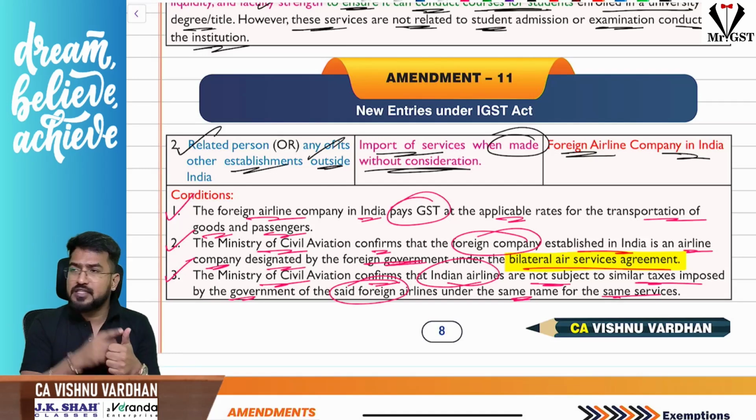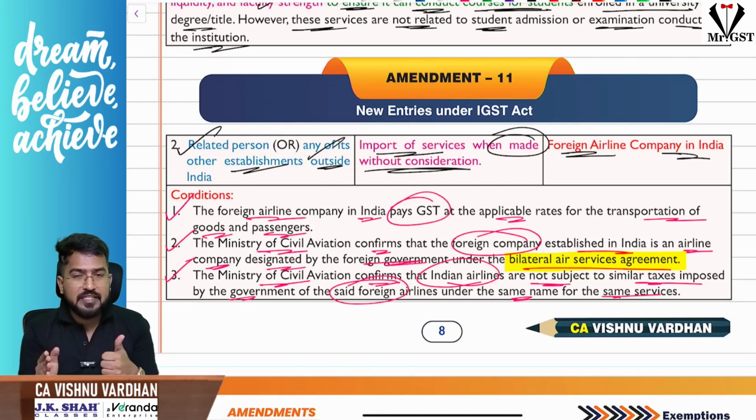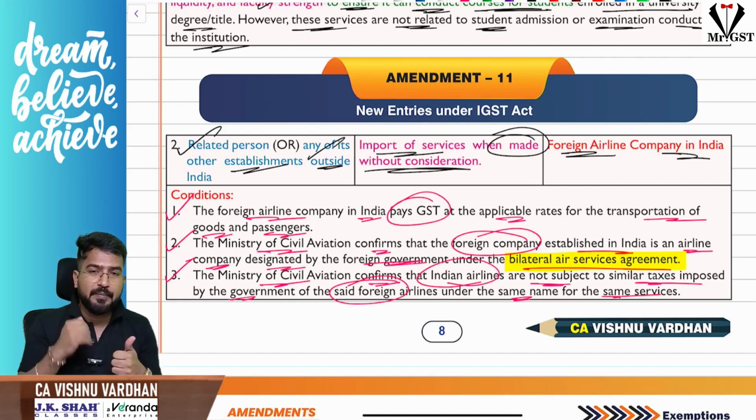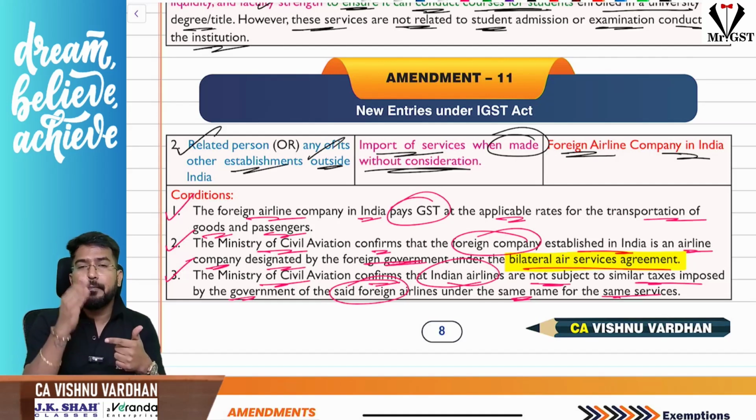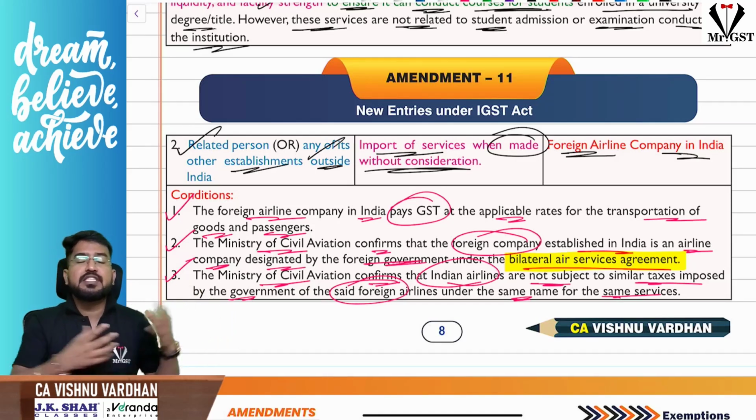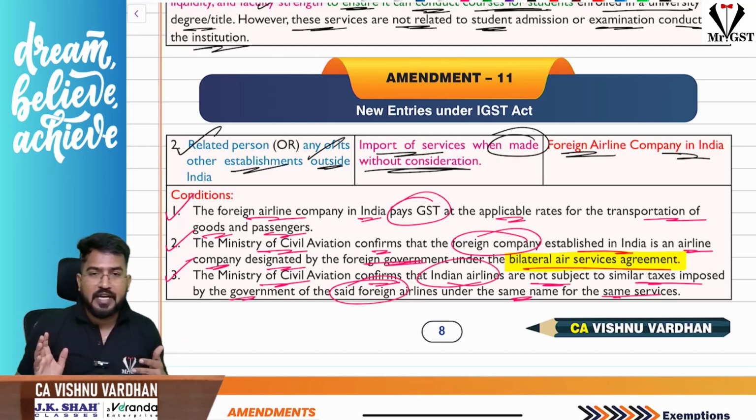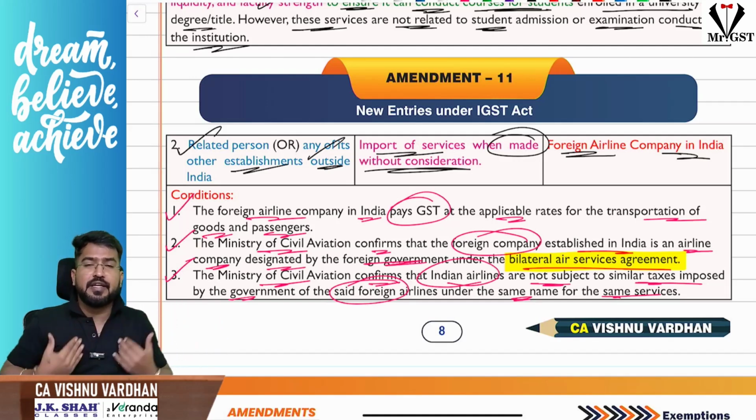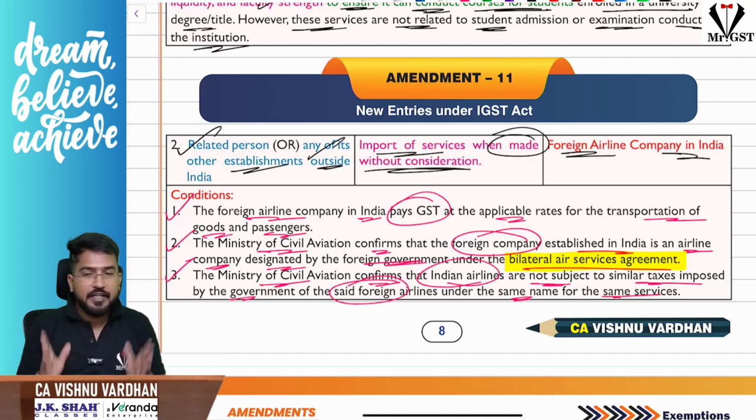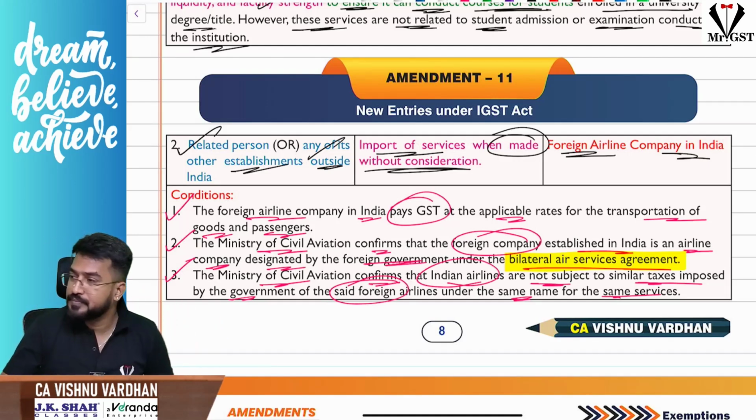Number one, the first condition is that this foreign airline company is paying GST in India for the services of transporting the passengers and goods, of course. Next, number two, the Ministry of Civil Aviation is confirming this is a foreign airline company belonging to a foreign country with which the Indian government has a bilateral air services agreement. Number three, the Ministry of Civil Aviation is also confirming that Indian airlines in that particular foreign country are also provided similar type of relaxation for the same services with respect to taxes. They are also giving relaxation for Indian airlines, and here we are also providing relaxation for that foreign airline. So that is the condition.